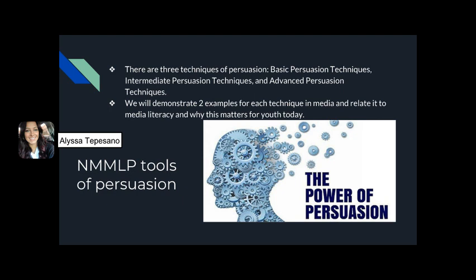There are three techniques of persuasion: basic persuasion techniques, intermediate persuasion, and advanced persuasion. We will demonstrate two examples for each technique in media and relate it to media literacy and why this matters for youth today.